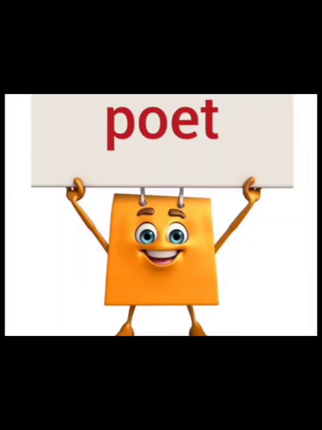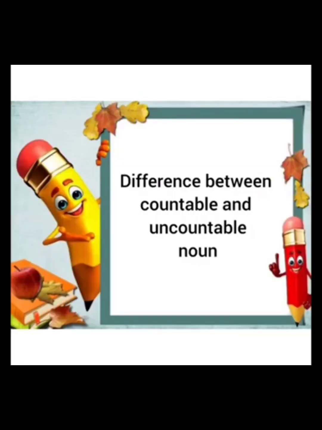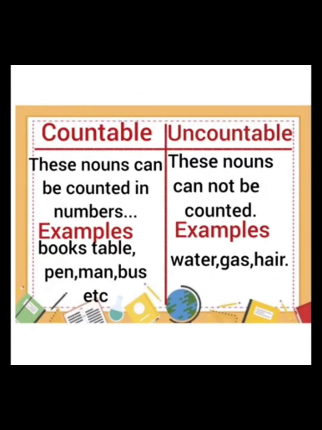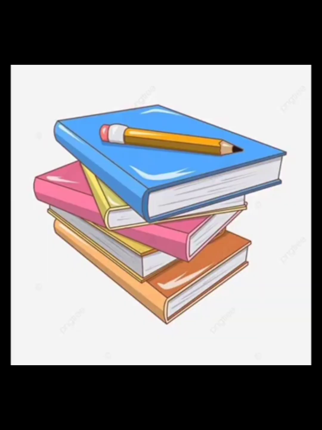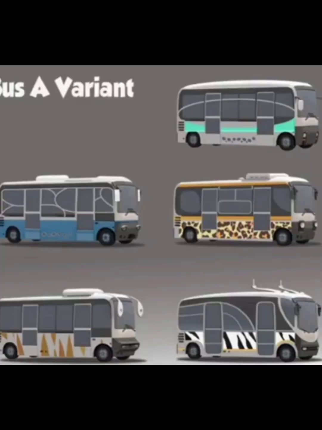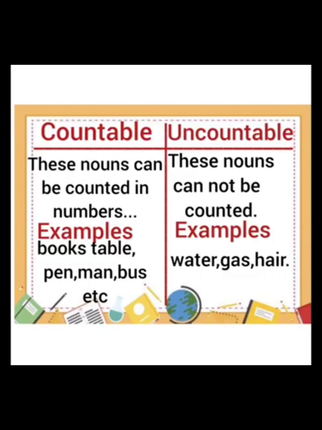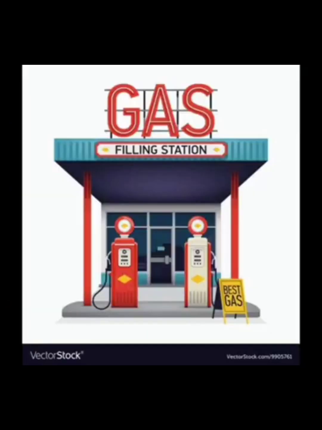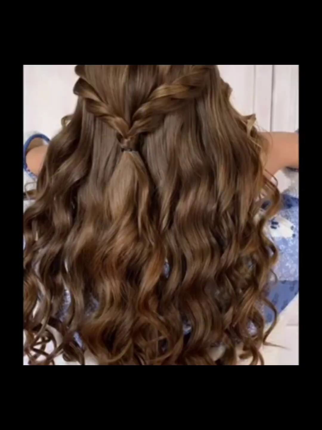So these are the differences of proper noun and common noun, and now countable and uncountable nouns. The very first difference is that countable nouns can be counted in numbers. Examples are books, tables, pens, men, buses, etc. While on the other hand, uncountable nouns cannot be counted in numbers. Its examples are water, gas, hair, etc.